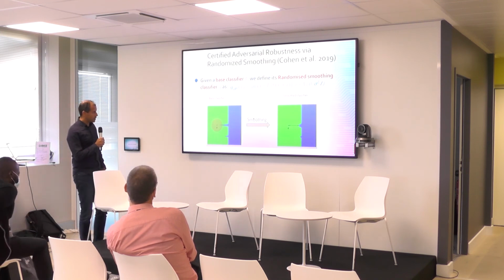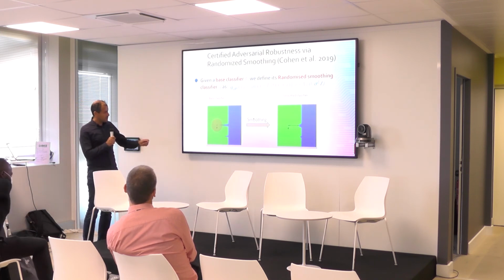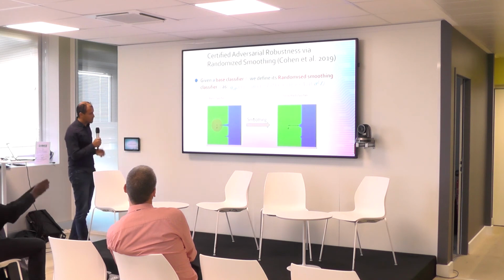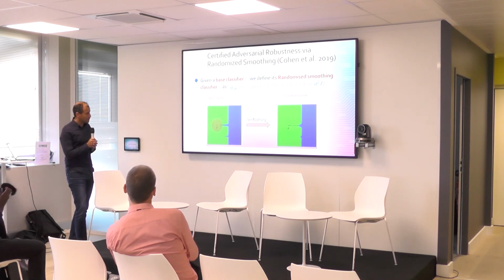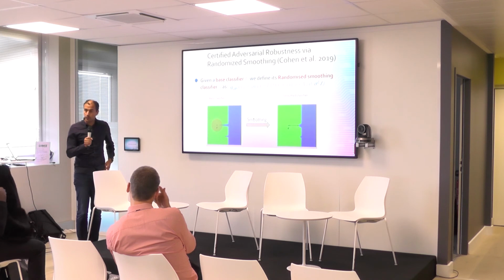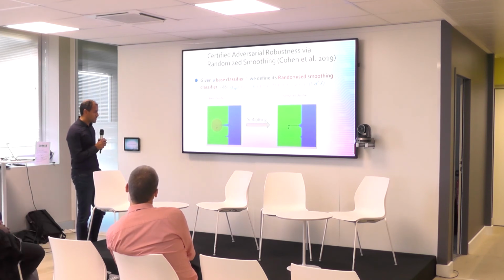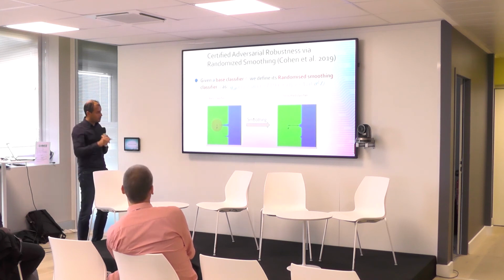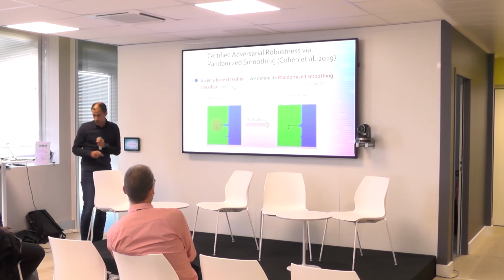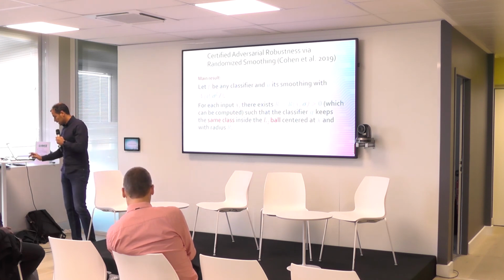In practice, what the smoothing does is that it reduces peaks. Here on the left, we have a classifier which has many peaks, and these peaks actually lead to the creation of adversarial examples. By smoothing, we limit the effect of these peaks, and we obtain a classifier with a decision boundary which is smoother.